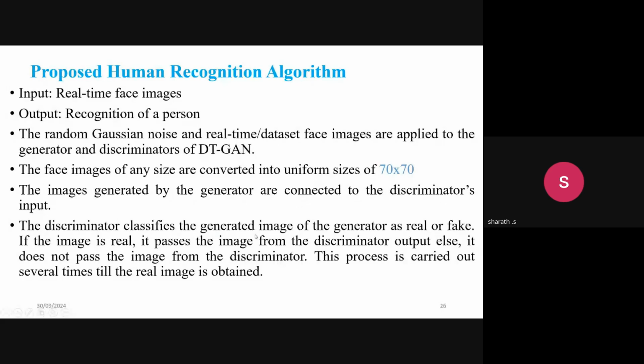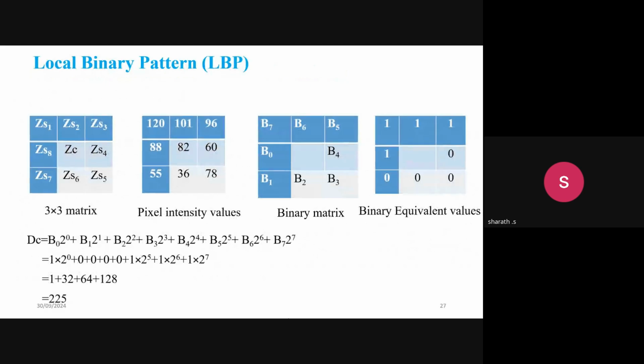The discriminator classifies the generated image of the generator as real or fake. If the image is real, it passes the image from the discriminator output, else it does not pass the image. This process is carried out several times till the real image is generated. So the basic functionality of your GAN is to generate a database, which we call data augmentation. We have generated 24 dissimilar faces. Using those faces, we have implemented our algorithm.